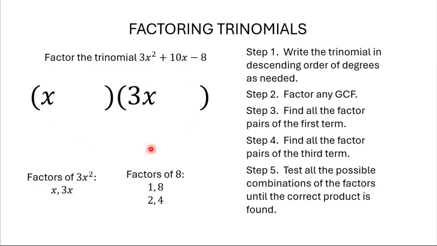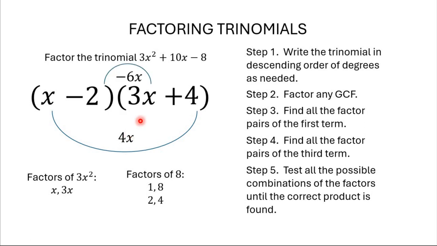The next thing we're going to try is the 2 and the 4. The outside product here is going to be 4x. The inside product is going to be negative 6x. And when I combine those, I get negative 2x when I add those. We needed a 10x. And negative 2x is not 10x.